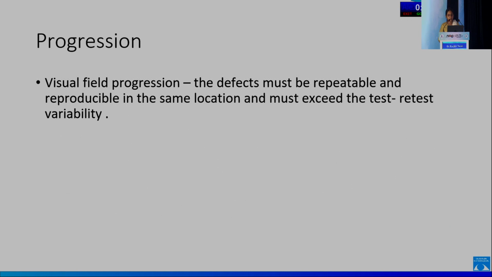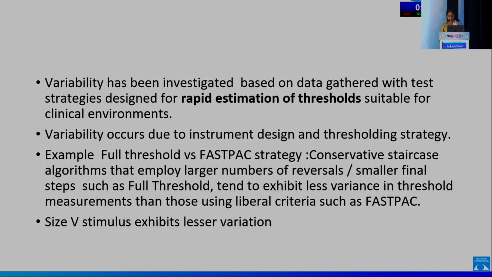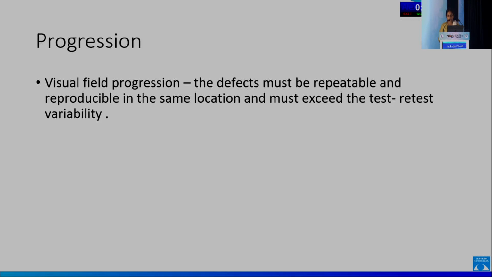So variability, unlike the psychophysical test, can also be investigated based on data gathered with test strategies designed for rapid estimation of threshold, which is suitable in clinical environments. Variability may occur due to instrument design and thresholding strategy. For example, if we take full threshold versus fastpac strategy, we find that the full threshold tends to exhibit lower variance than the fastpac because of its ripple criteria. A size 5 stimulus also would exhibit lesser variation.